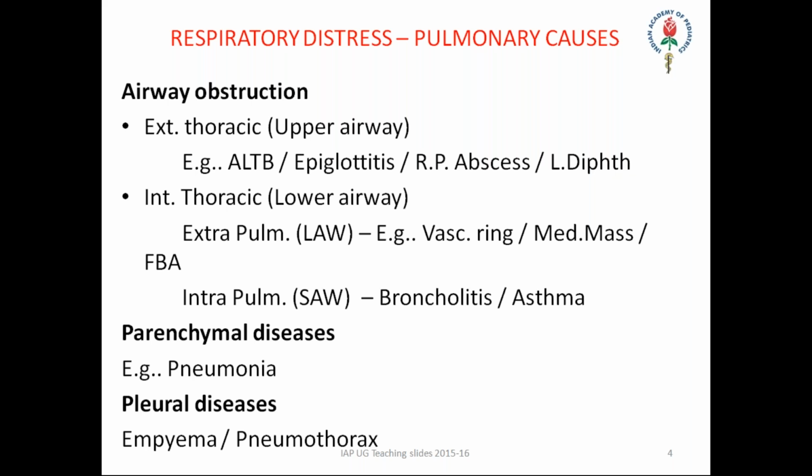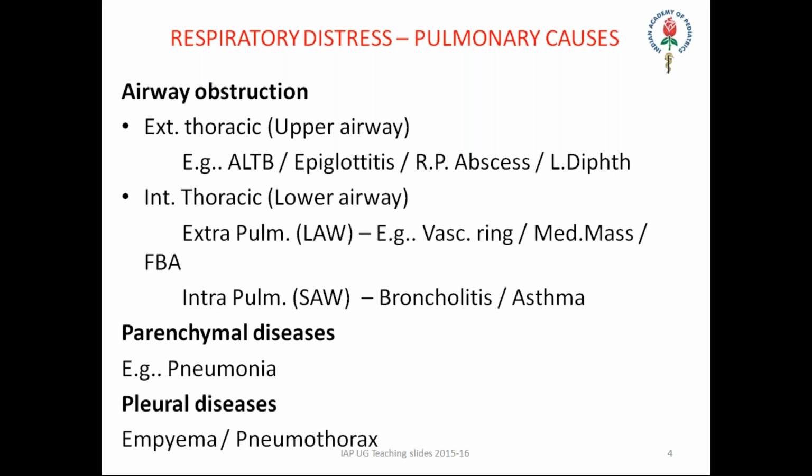So for the upper airway, what will be the causes? You already know croup is one of the most important causes, but in croup syndrome also, epiglottitis is the upper airway most commonly affected. Acute laryngotracheobronchitis, epiglottitis, retropharyngeal abscess and diphtheria. These are the 4 causes of upper airway obstruction which we commonly see.